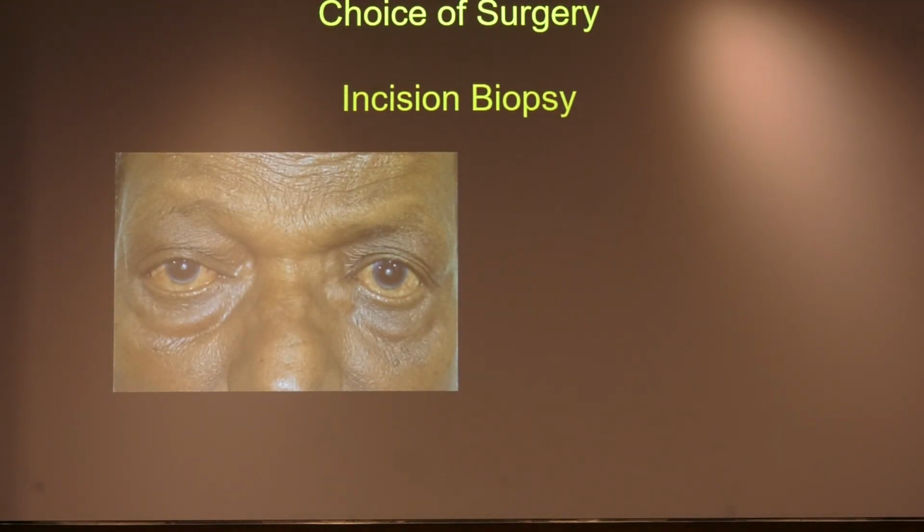The choice of surgery is incision biopsy when the probable clinical diagnosis is that it could be a malignant orbital tumor. So your goal here is to take just a small part of the tumor, determine what tumor it is, and then give a specific treatment.